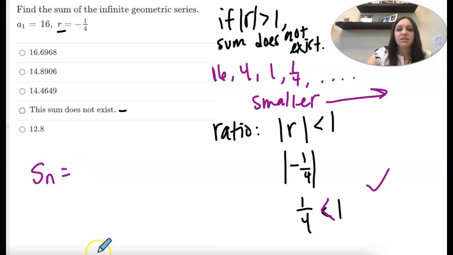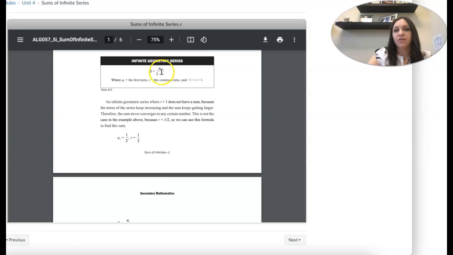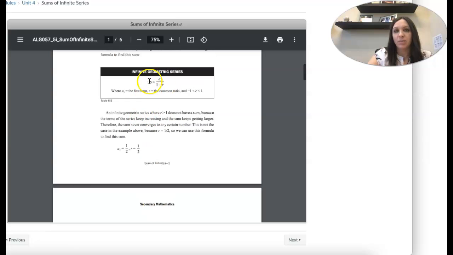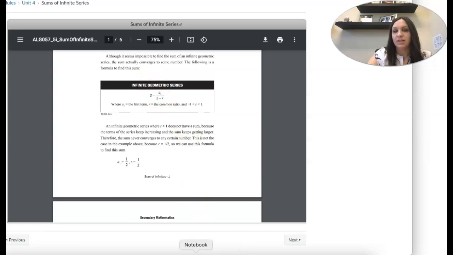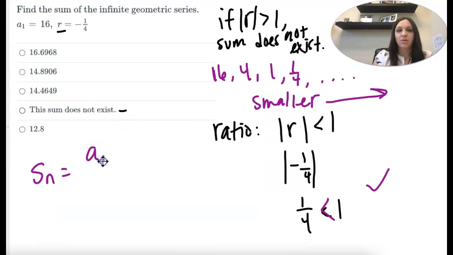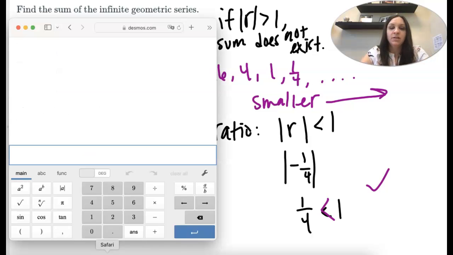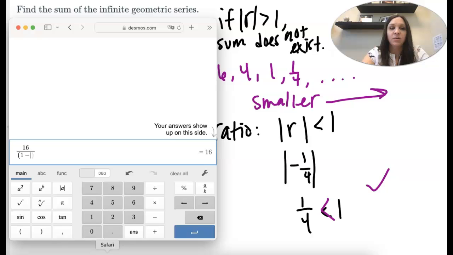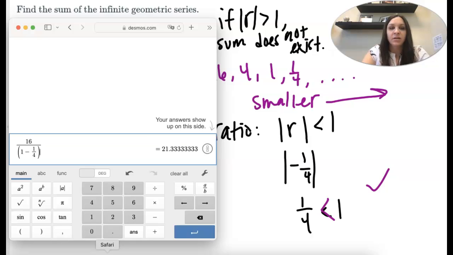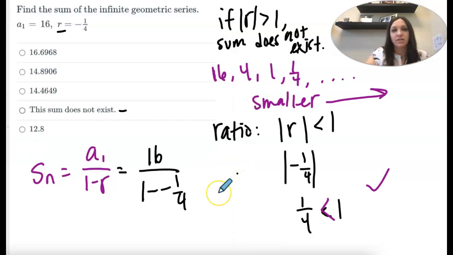It's Sn, still for sum, but now it's the first term divided by 1 minus r. And this is your notes. So A1 over 1 minus r. This one's a lot easier because you just take the first term and then 1 minus the ratio on the bottom. So 16 divided by 1 minus the ratio. So 12.8 would be the sum of the series.